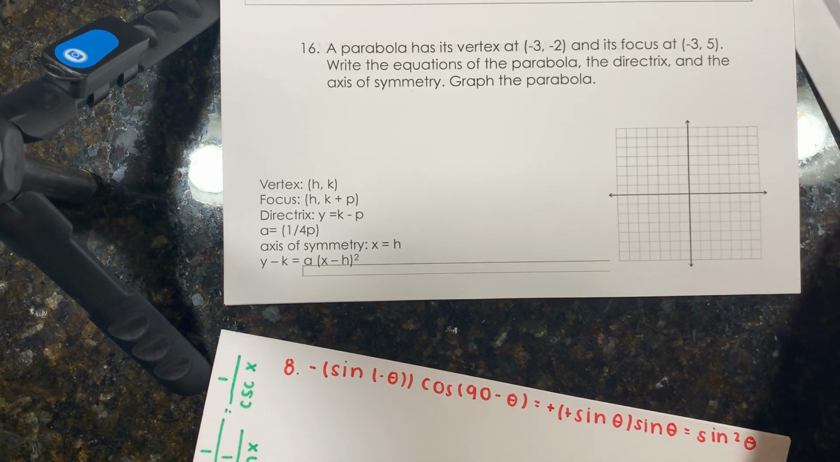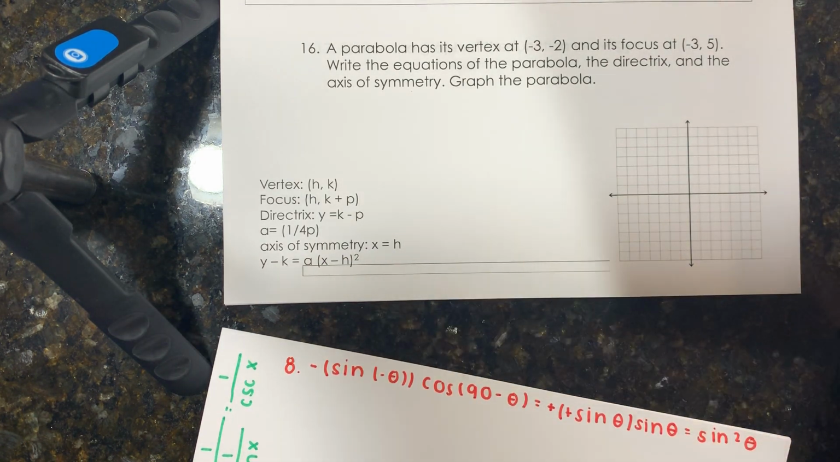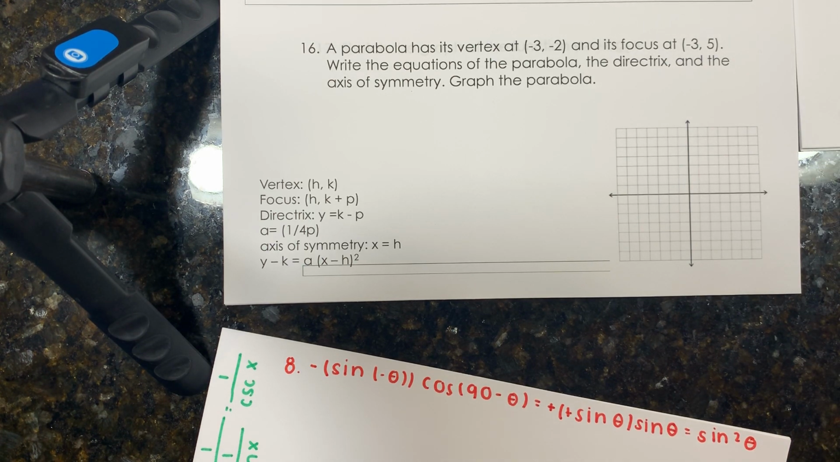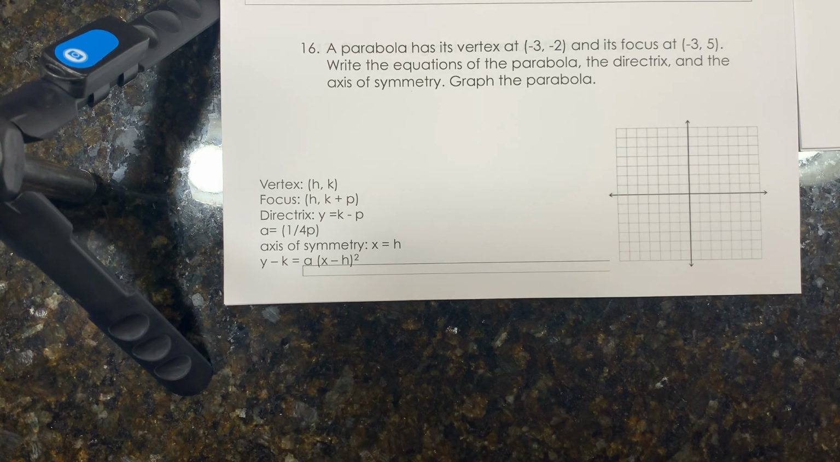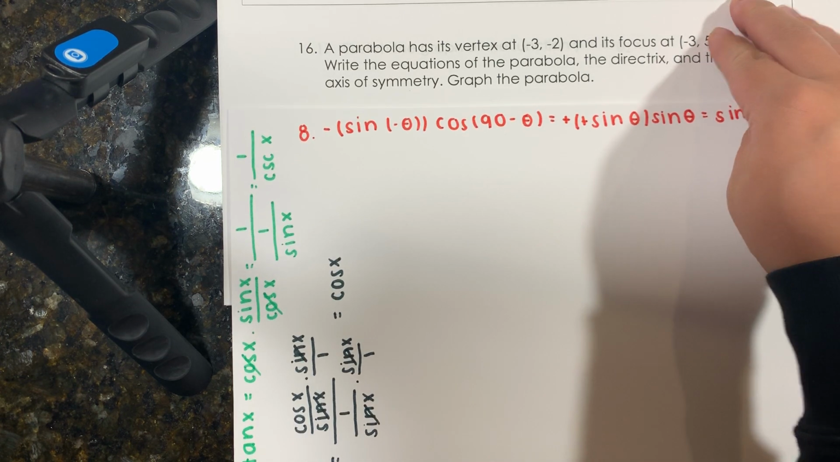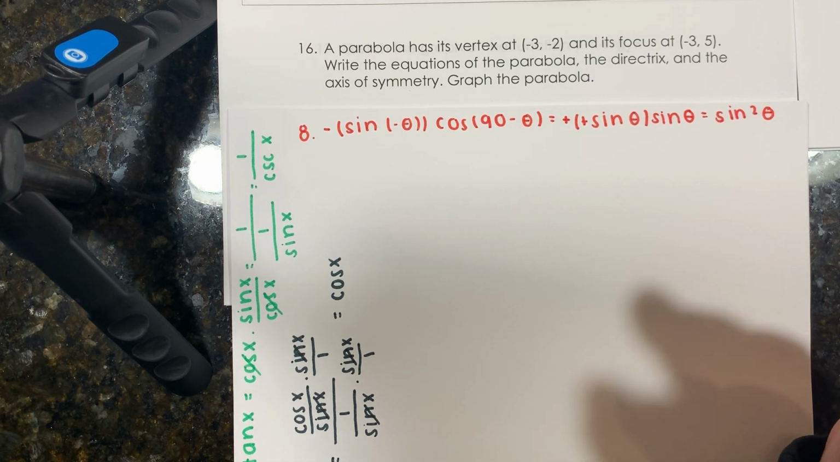So now what we're going to do is go through numbers 16 through 30. And again, I want you to do the problem first and attempt it first, then unpause it and do it with me, so that hopefully you are learning from this. So let's start on number 16. A parabola has its vertex at (-3, -2) and its focus at (-3, 5).